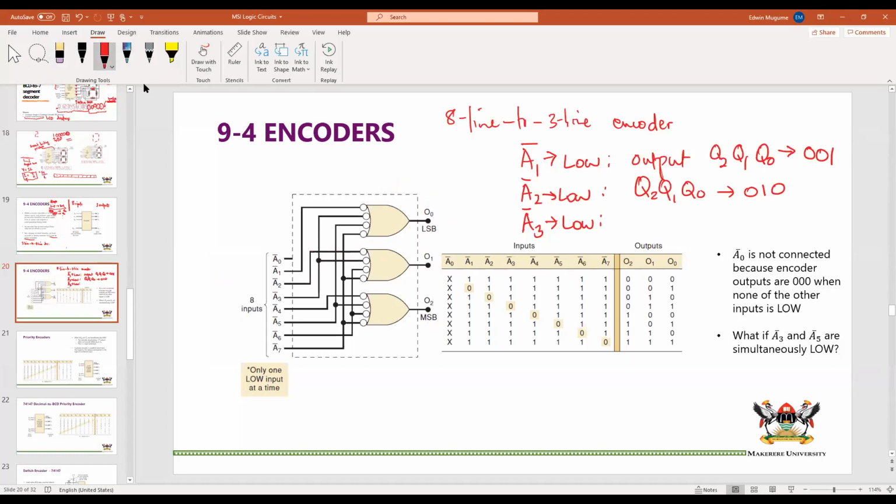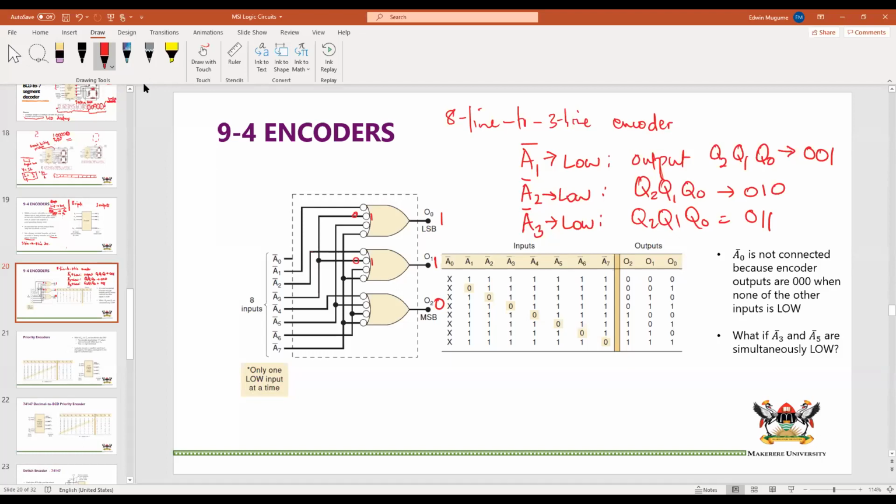If A3 is low, you can see that you have a 0 coming in here. Where A3 is connected, it's also connected there. So that means here you'll have a 1, and behind the bubble you'll have a 1, but A3 is not connected to this, meaning you have 1, 1, 0, which means our Q2, Q1, Q0 is now 0, 1, 1. And we can see that A3, like decimal number 3, is actually equivalent to 0, 1, 1.